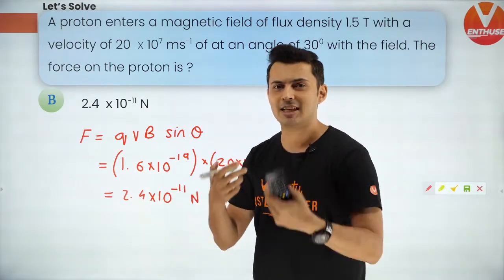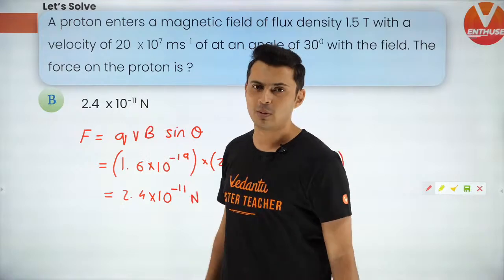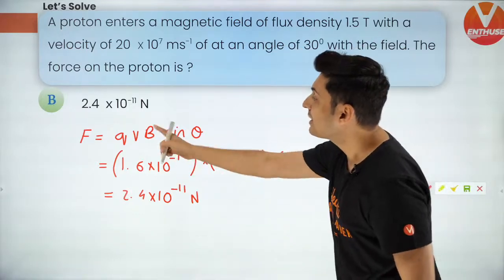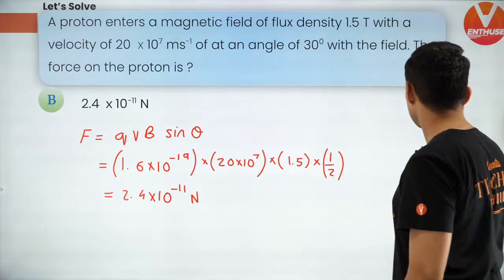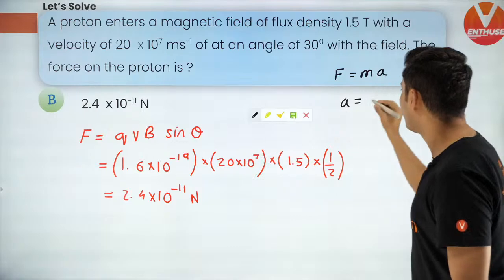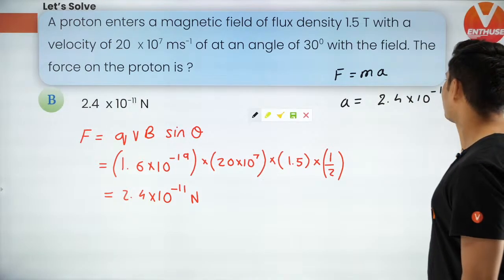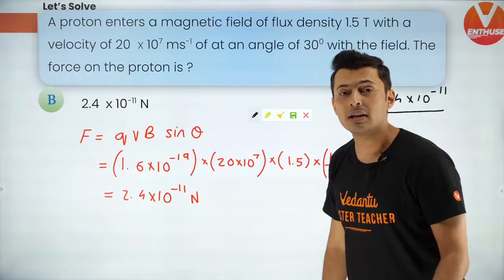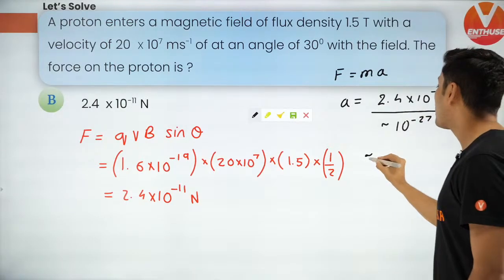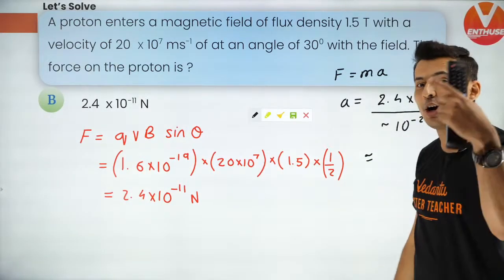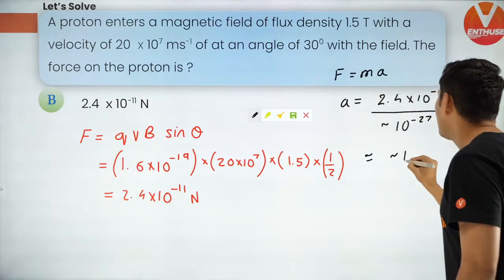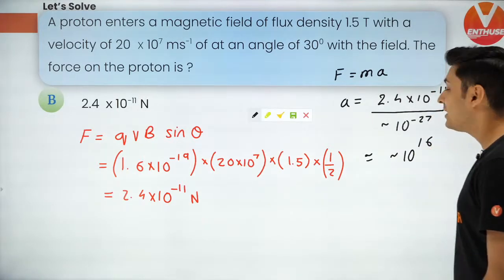Now, you might be thinking, sir, the force is so less, why are we even studying this chapter? If the force is so less, it will not even cause any problem. Yes, the force is very less. But now think about it. What will be the acceleration because of this force? Remember, force is equal to mass into acceleration. So acceleration will be the force, 2.4 into 10 to the power minus 11, upon the mass of a proton. The mass of the proton is approximately 10 to the power minus 27 kg. So it will be approximately of the order of 10 to the power 16.